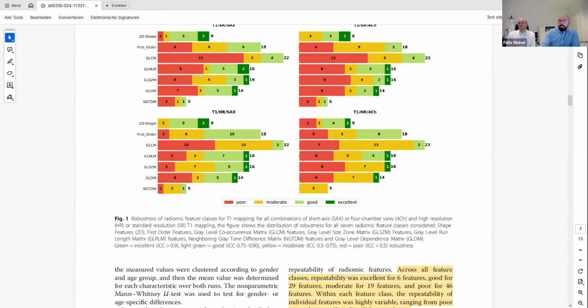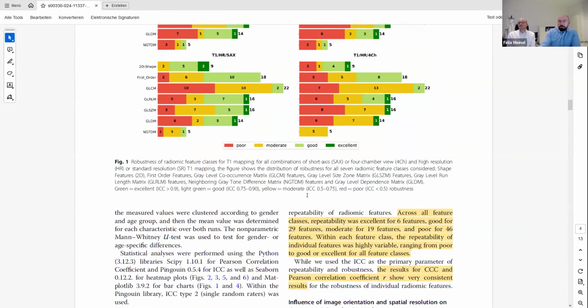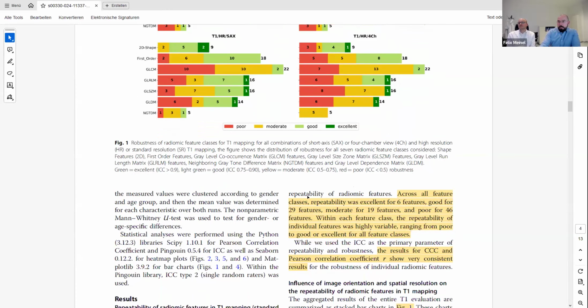And what you can see here is that we have overall high variability across the classes, so not many radiomics features were very good or excellent. And that's why we did further analysis.